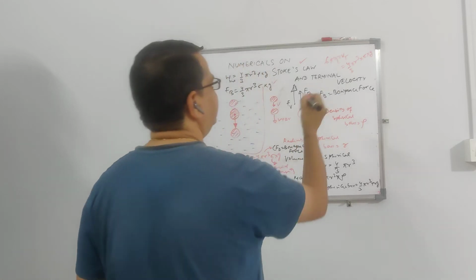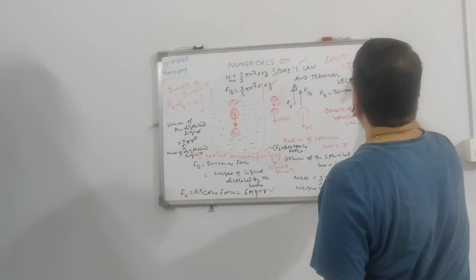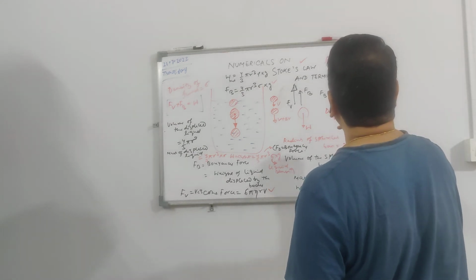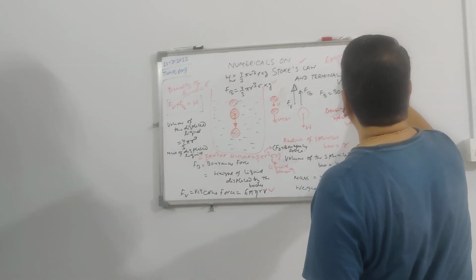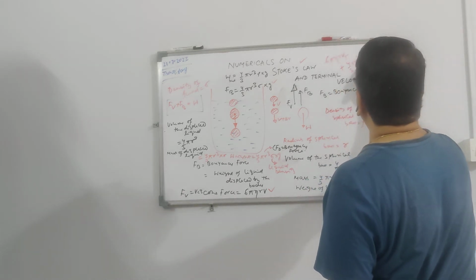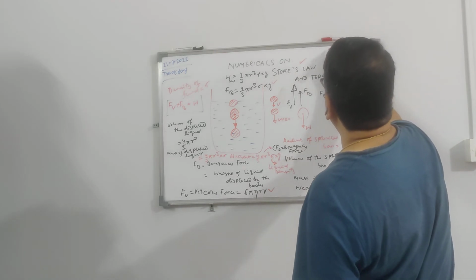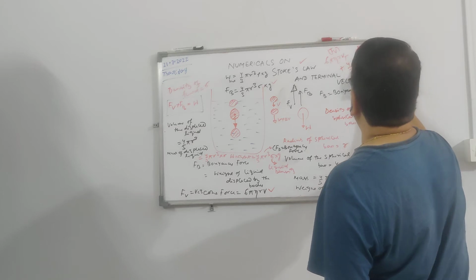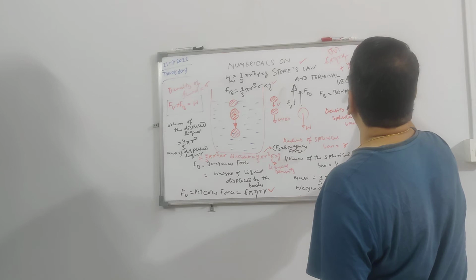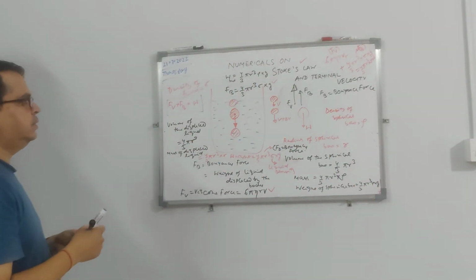So this is your buoyancy force. Along with the buoyancy force, you will have 6 pi n r v_t, the viscous force. So the viscous force plus the buoyancy force is equal to the weight of the ball, which is 4 by 3 pi r cube into rho into g. So this is the equation.